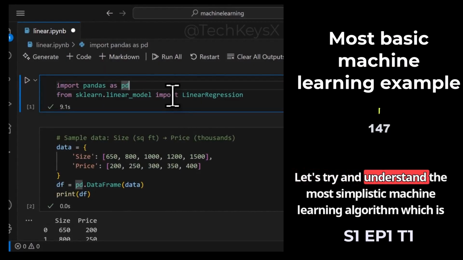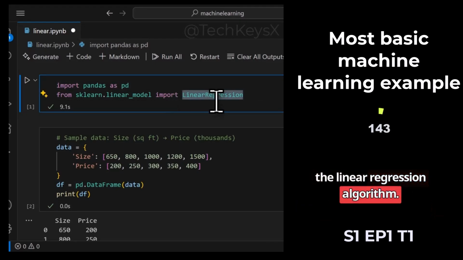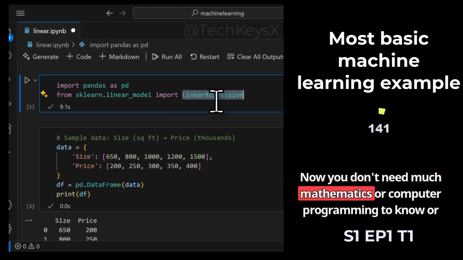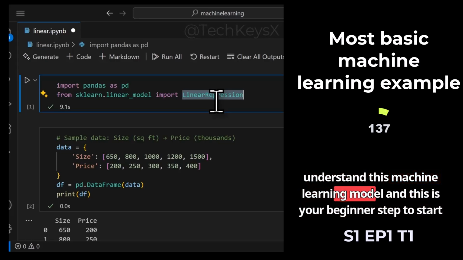Let's try and understand the most simplistic machine learning algorithm, which is the linear regression algorithm. Now, you don't need much mathematics or computer programming to understand this machine learning model. And this is your beginner step to start machine learning.